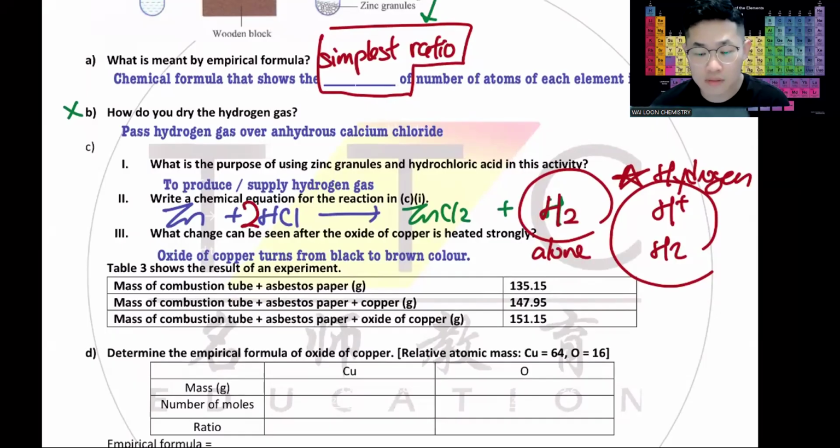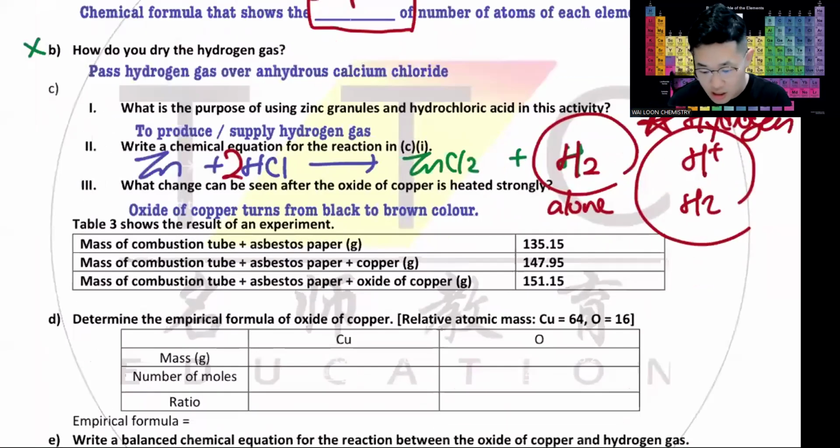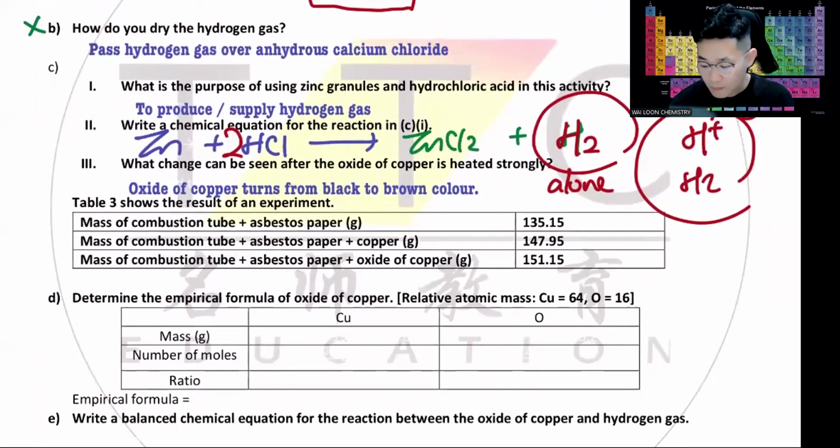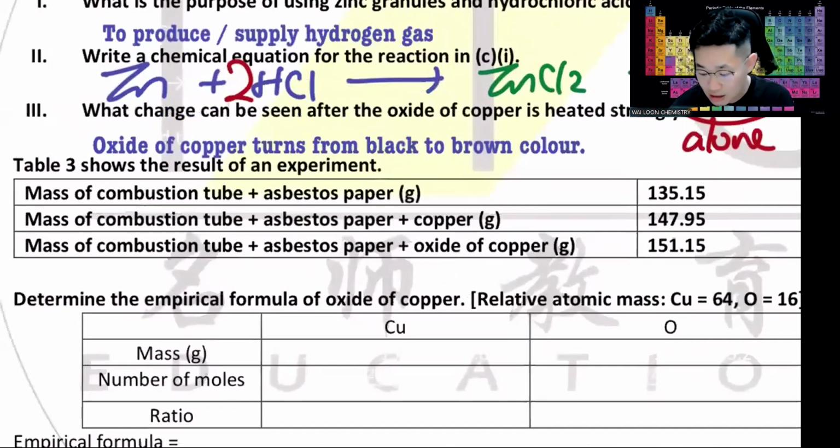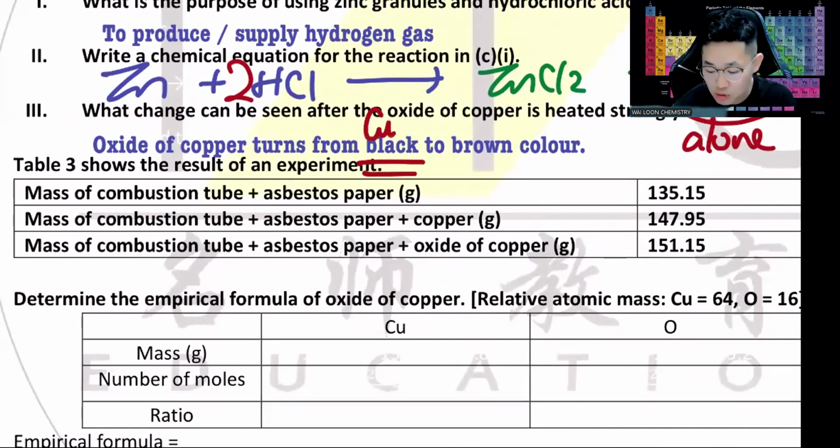The thing that turns brown is the oxide, not copper oxide powder. The black-colored substance is actually CuO. Okay, we can write down: the black substance is actually CuO.